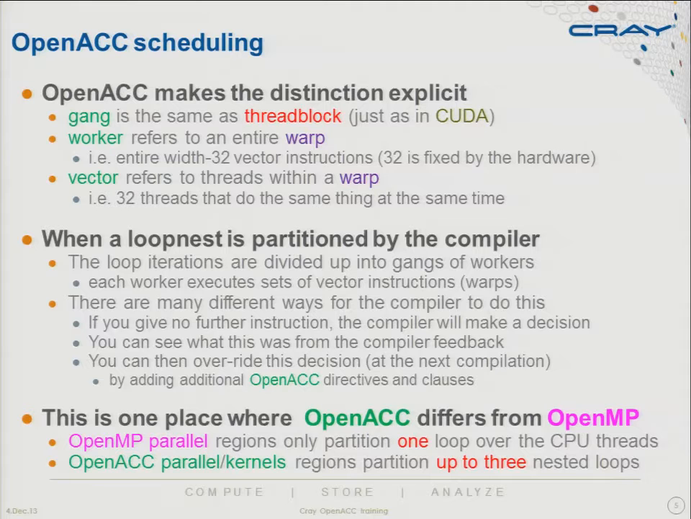So when a loop nest is divided up by the compiler, the loop iterations are divided up into gangs of workers. The gangs execute on these vector SMs. The workers are divided up into sets of vector instructions of width 32. And these are called the warps, or the worker in the language of OpenACC. There are many different ways to take a group of loop iterations and divide them up in this way. And how this division is done will affect the performance. The compiler makes a default decision. The tuning comes in where you go in and you say, actually, a better division of this work would be this.